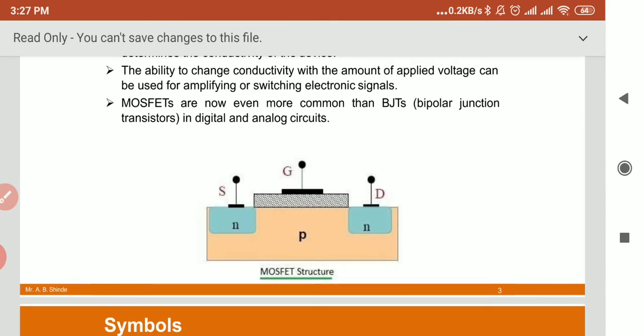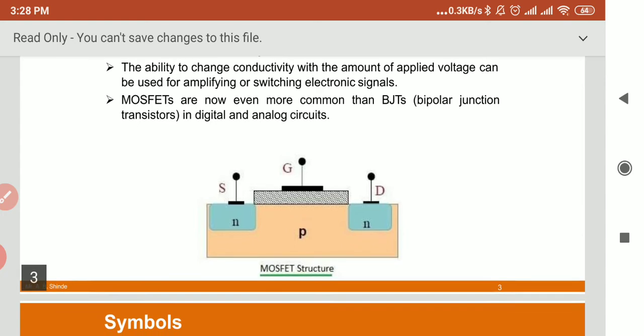You can see the construction of MOSFET. Here we are seeing an N channel MOSFET. We want to see here the enhancement MOSFET, in which the channel is not physically present. We can create a channel by giving input voltage between the gate and source terminals.